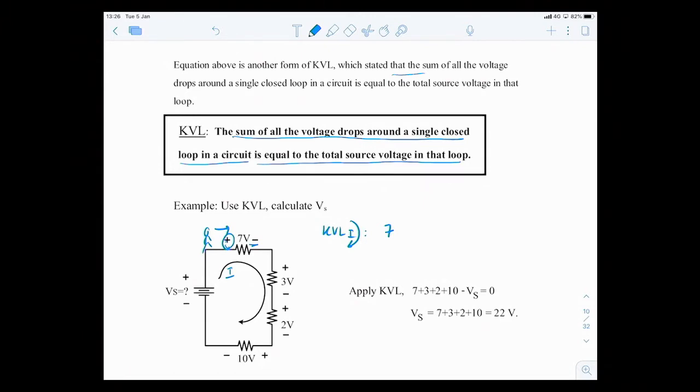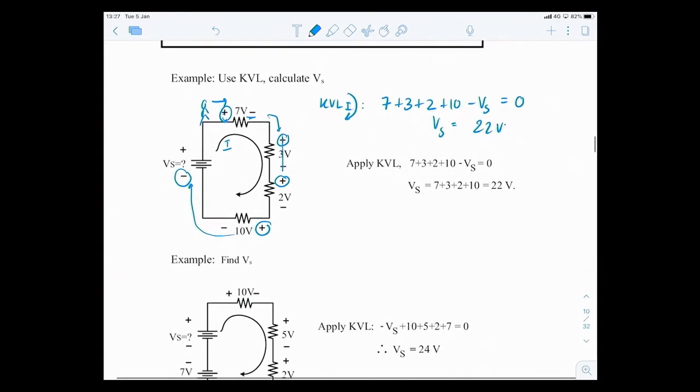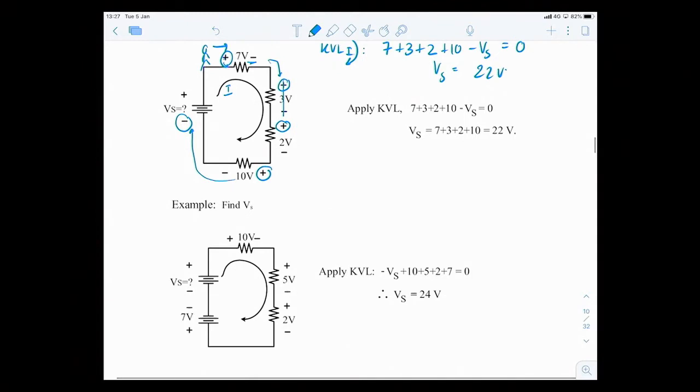So positive 7, you walk here, see positive 3, right, plus 3. Walk through here, see positive 2 of this R here, the voltage drop, then positive 10, then goes here, see minus sign first, minus Vs equal to 0. So therefore Vs equal to 20 volt. Okay, so this is KVL. Just simply adding and subtracting.